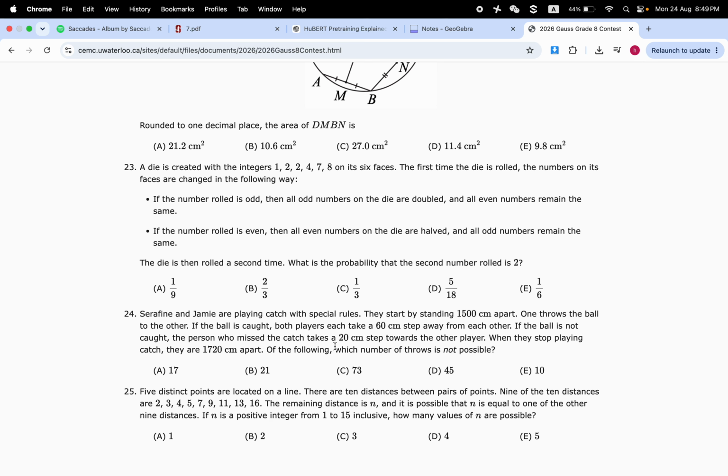All right. Now let's look at the last one. Let's first read the problem. I don't think I need to copy it over. It's just like five distinct points located on a line, and there are 10 distances between the pairs of points. Nine of them are already known here.